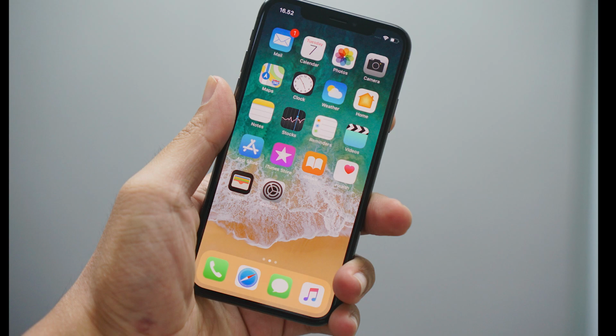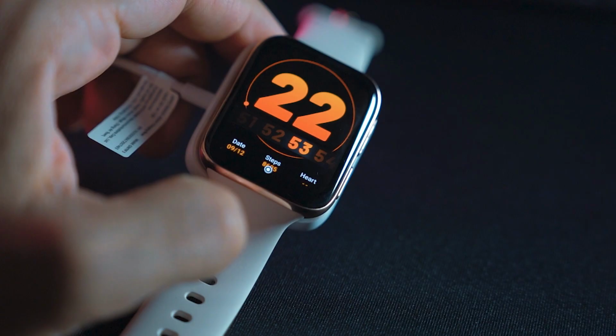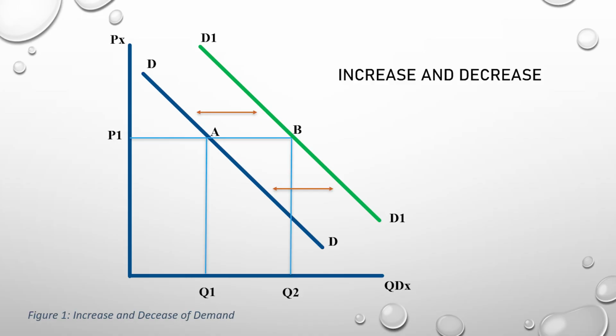When substitutes or complements become more expensive or cheaper, they impact the demand for a good. For example, if iPhone becomes more expensive, the demand for Apple smartwatches will go down as they are complementary goods. Similarly, if Apple smartwatches become expensive, the demand for Fitbit smartbands will go up as they are substitutes. This phenomena is referred to as the increase or decrease in demand and causes a shift of the demand curve.